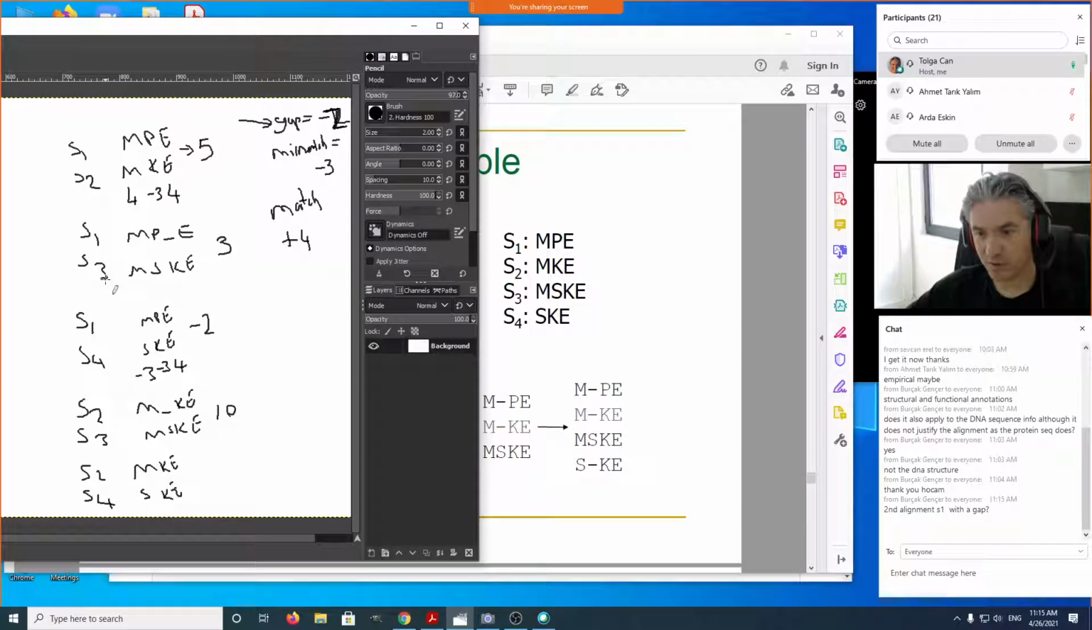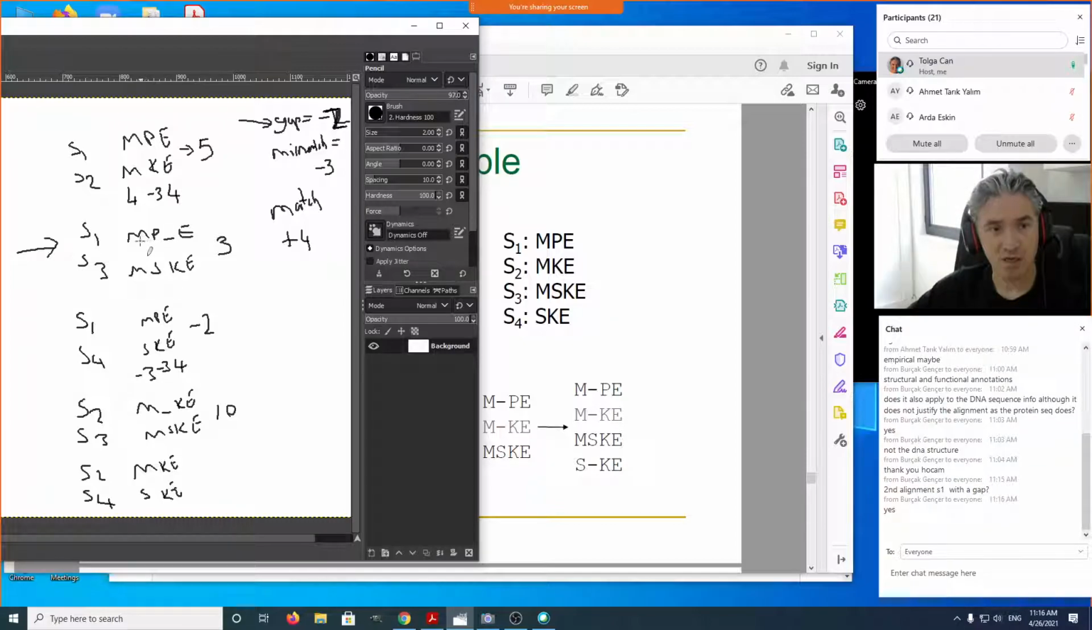Second alignment, S1 with a gap. Which one? This one? Yeah, we have a gap in the second alignment. We have MPE aligned with MSKE, so you need to have a gap in the third position. And this gap could actually be in any place. I could have, this gap could be M gap PE, it doesn't matter. But please ask any questions if you have any, all right? So it's important we get this, how we choose this center correctly and how we're going to use these alignments to combine into a multiple alignment.